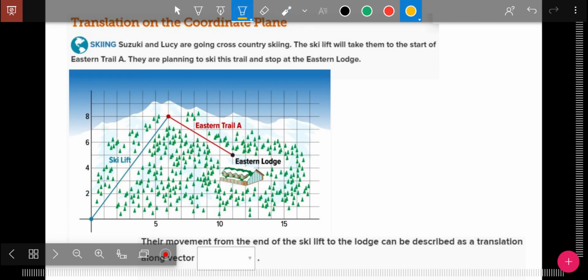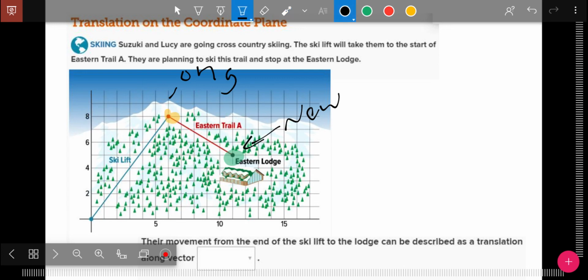And so we want to go from where the trail ended over to the lodge. So this becomes my original point, and this becomes my new point. And so how did they get there? Well, they went left. Let's just count with this. 1, 2, 3, 4, 5. Or you can think of it as this is 6, this is 11, and so they went over 5.